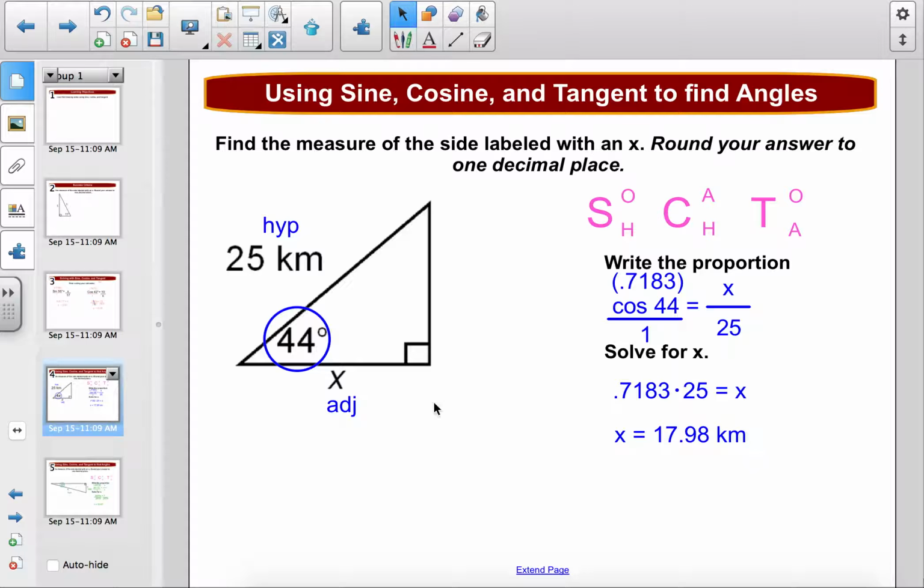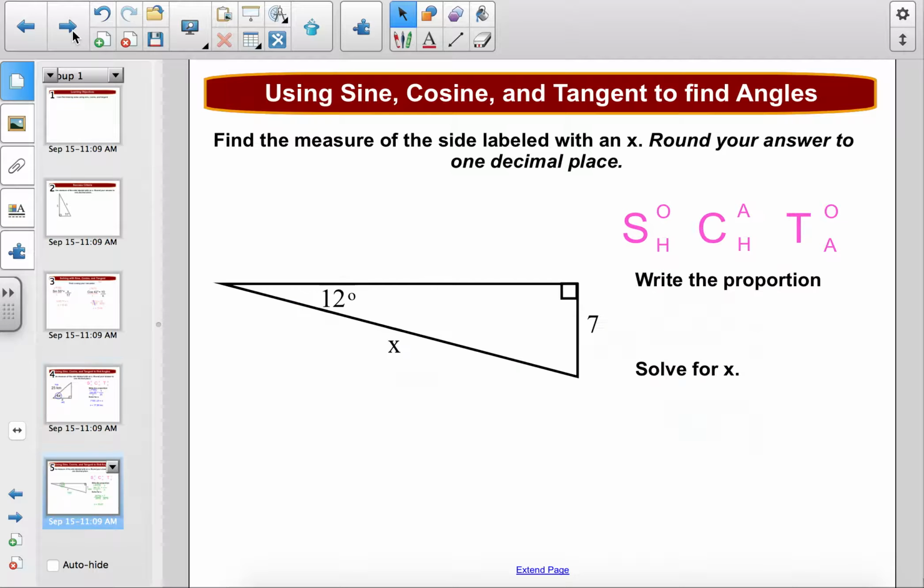So again, what that means is this side is about 17.98 kilometers long. That makes sense because if this one's 25, this one looks a bit smaller. So I think I did it right. All right, now we're just going to do it a bunch more times so you get the hang of it. All right, here we go.